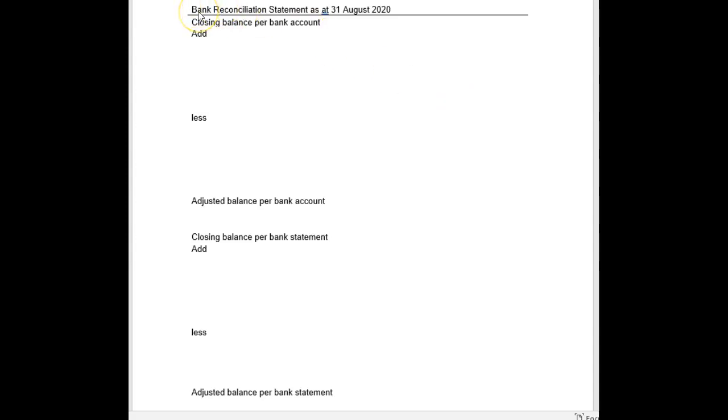So you start with the title, bank reconciliation statement as at the 31st August 2020. Then you write the closing balance per bank account. Then you add 4, 5, 6 empty lines. Then you put the word less, then the same 5 or 6 lines, just to be safe. And then you put adjusted balance per bank account, because the closing balance per bank account, plus some transactions, less other transactions, gives you the adjusted balance per bank account.